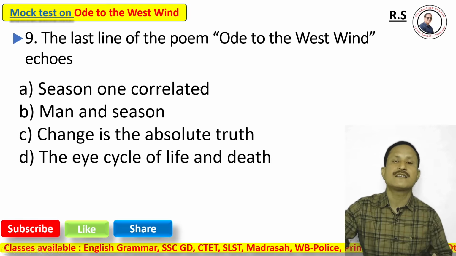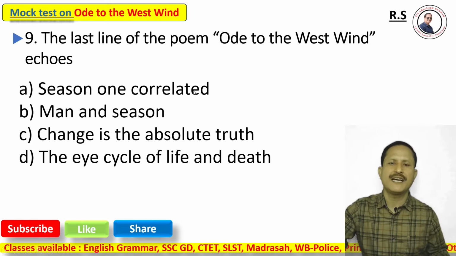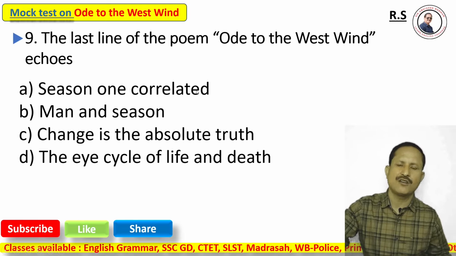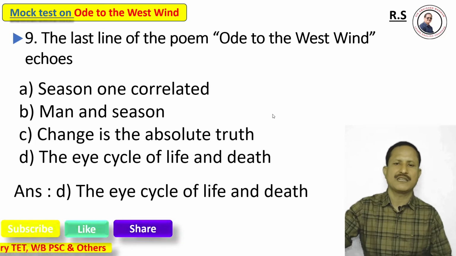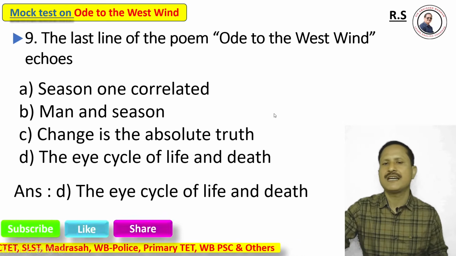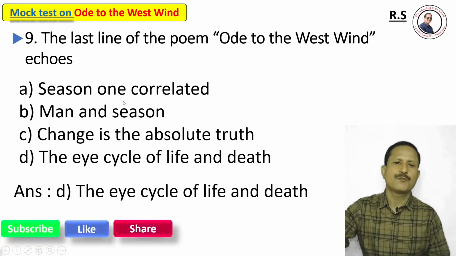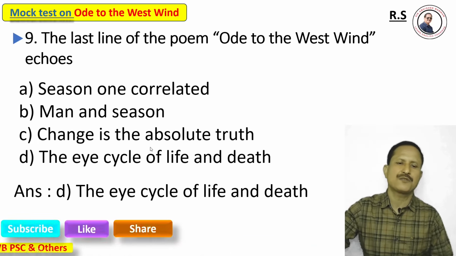That is, what does it symbolize? What inner meaning or implicit meaning does this line bear? The line symbolizes, or echoes, the cycle of life and death. The right answer is the cycle of life and death. That is, life after death, death after life. This is the cycle. Apparently, the first 3 options are correct, but the 100% correct option is option D.